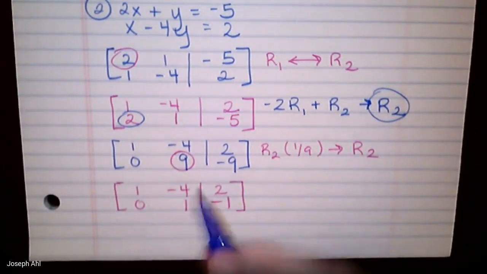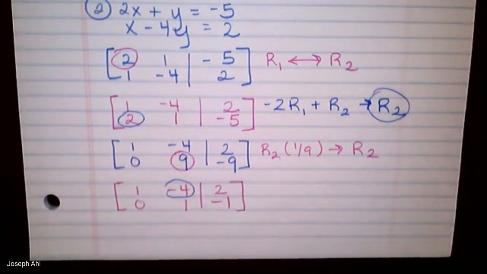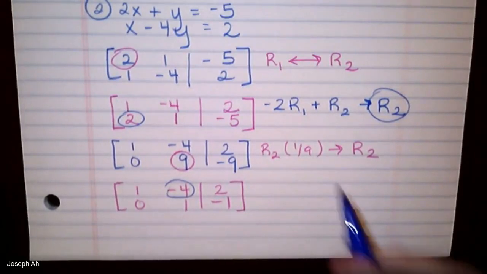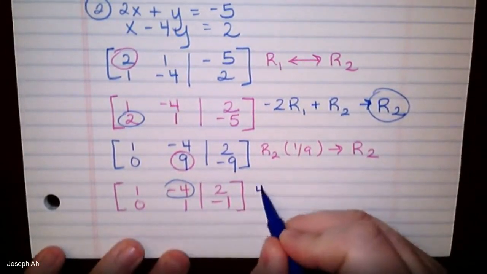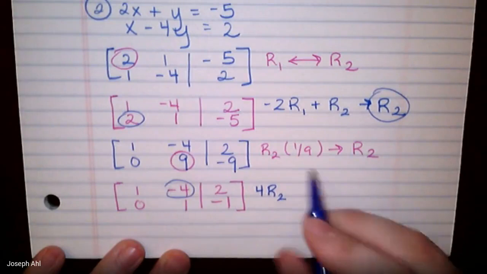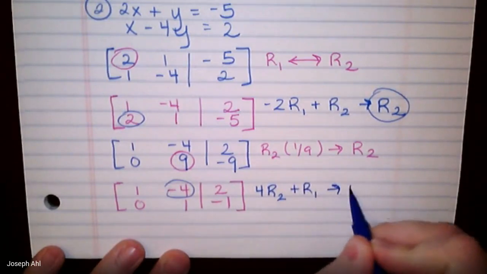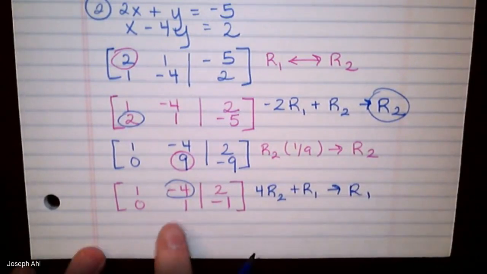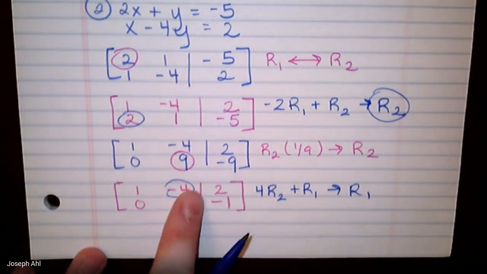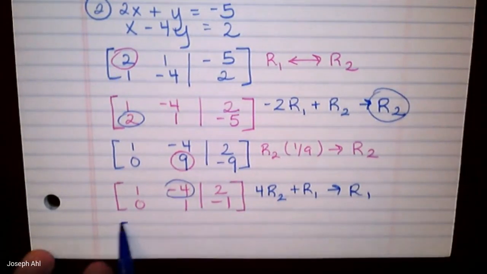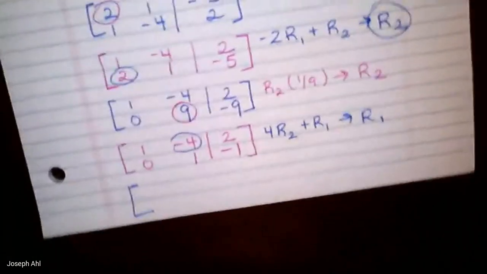And then finally, last step is to make that -4 above it into a 0. So that would be 4 times row 2 plus row 1. And that's going to be the new row 1. Okay, right? If this is a positive 4, adding it to -4 would make that a 0. So the last step in the matrix here, let's see if we can really extend this out here.